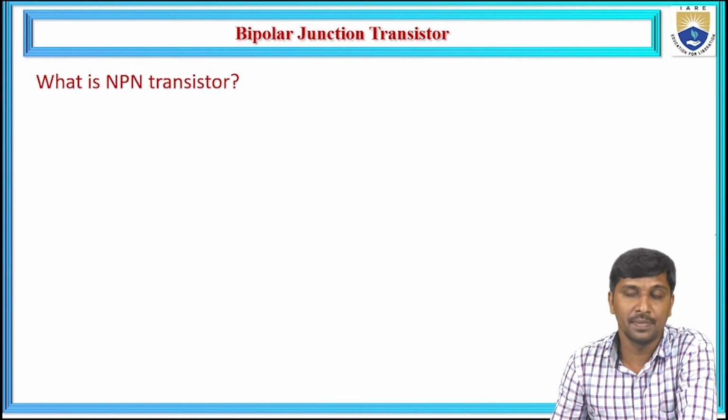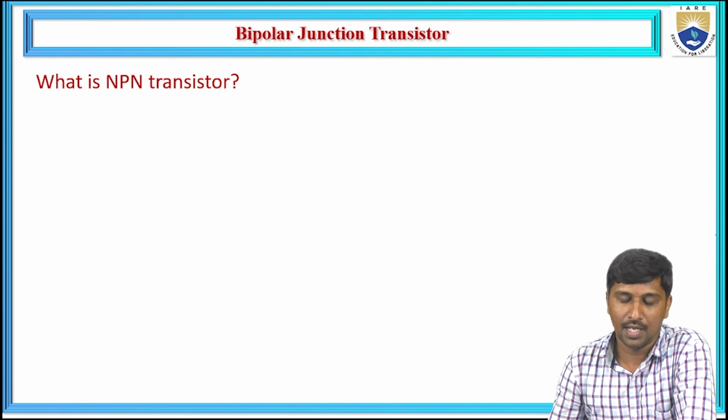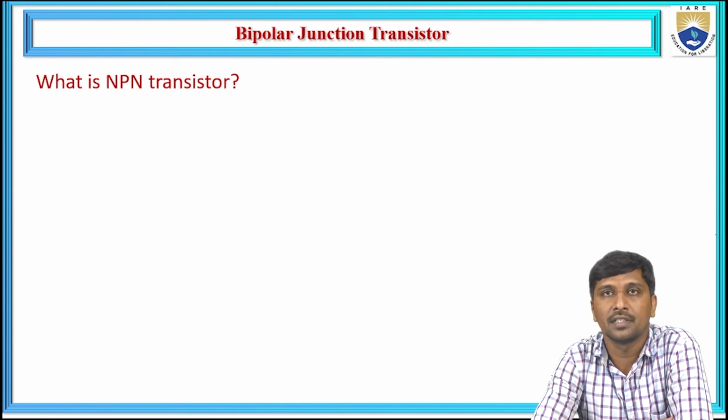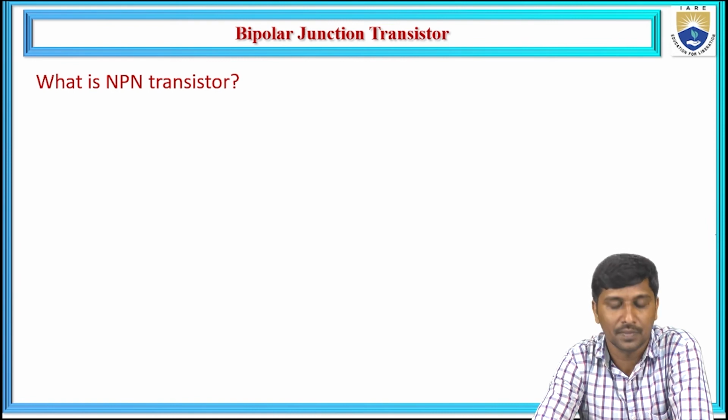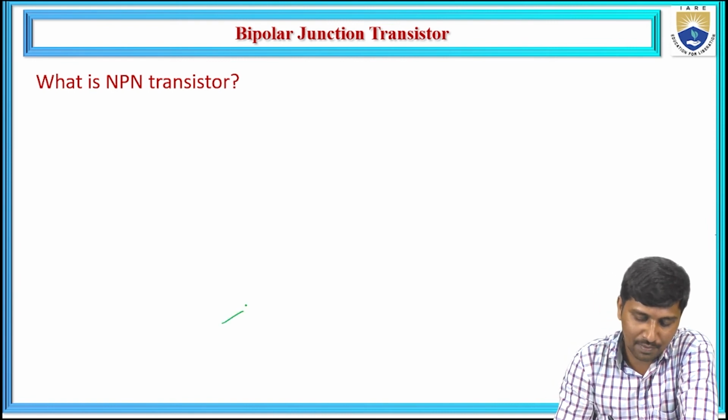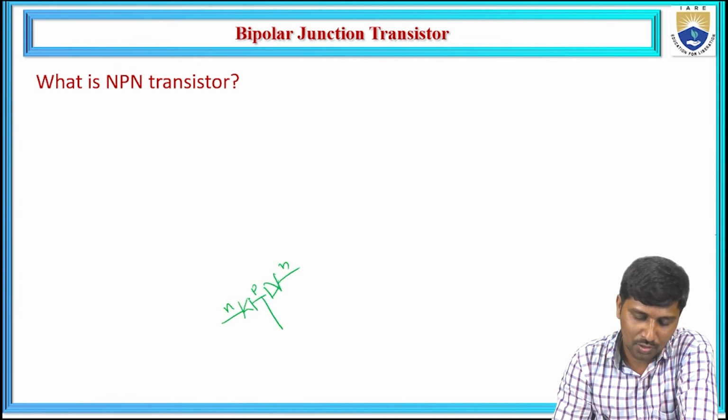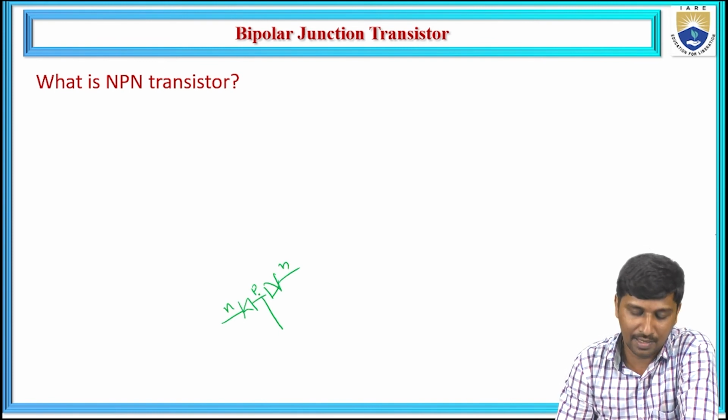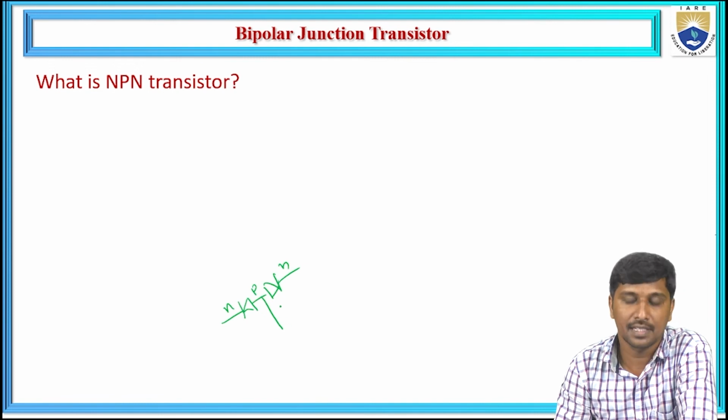Now what is an NPN transistor? How to consider a transistor? Two PN diodes are connected back to back, and then it forms a transistor. Under this construction, NPN means this type of connection: N, this is P, and N. So the P is intermediate between two N type materials. Then this type of transistor is called NPN.